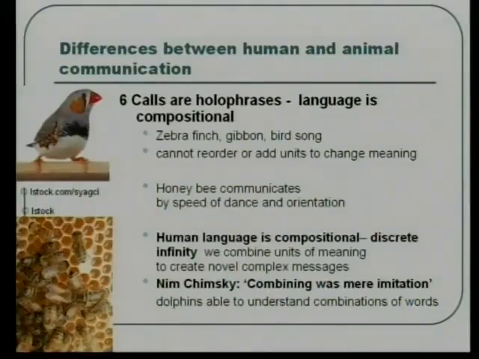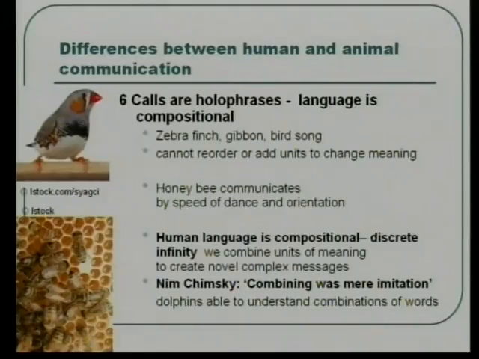The one call that can be broken down, it's not a call, the honeybee dance, we can break that down into two features. We can break that down into speed of dance and orientation, but we need to put it together to give the one message, and that is, where is the food located? Human language, by comparison, is composed of discrete parts. Human language is much more, well, it's like Lego, really. We take individual bits and we can combine them in an infinite number of ways to create complex messages.